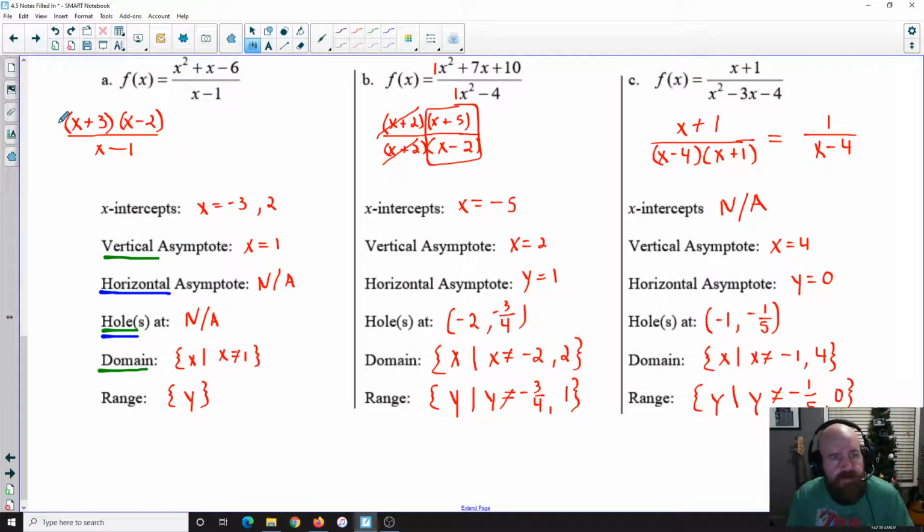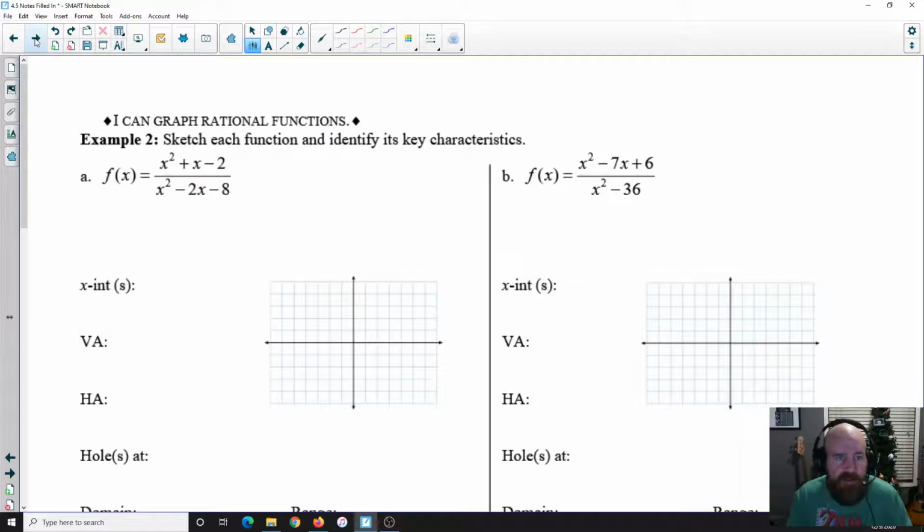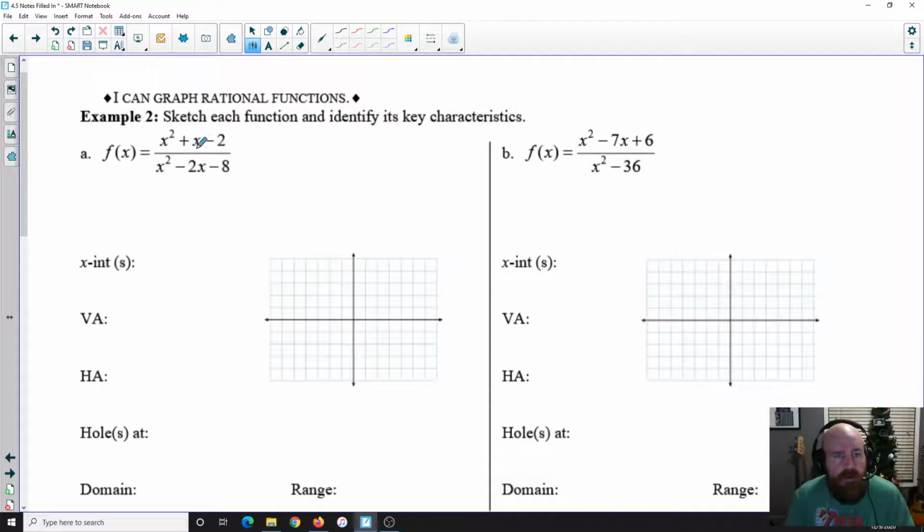Alright, so that is what we need to do. So let's look at a couple more examples here and then we'll be done. So this part we just have to sketch the function. And I'll do one of these for you guys. I think we'll see how this one turns out.